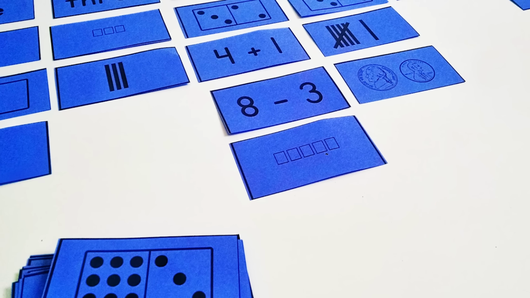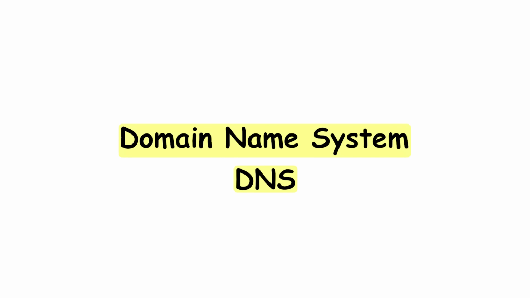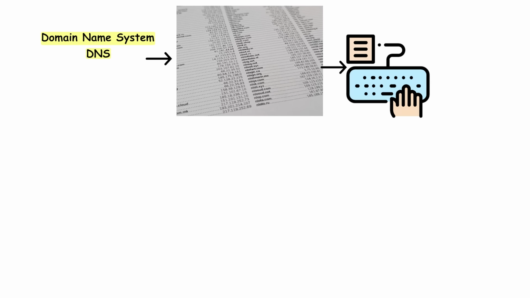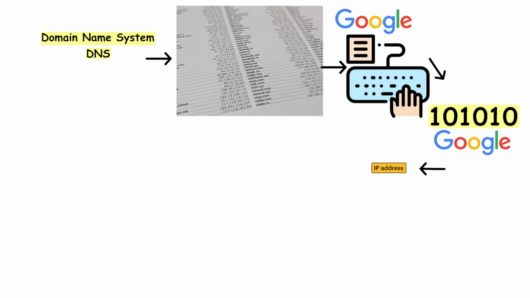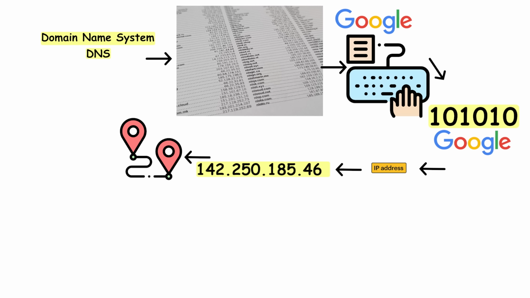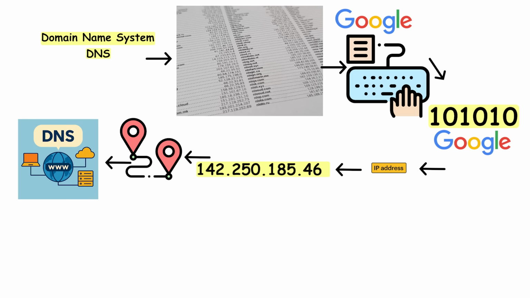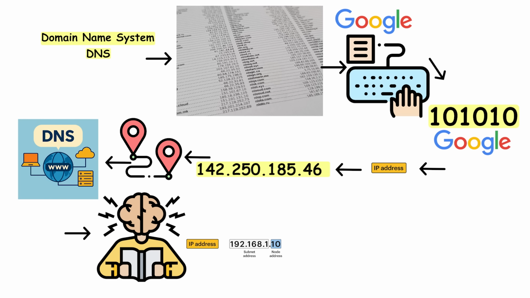Level 5 is where names meet numbers. The domain name system, DNS, is the internet's phone book. When you type a website name like google.com, DNS translates that into an IP address like 142.250.185.46 that networks can actually route to. Without DNS, you'd have to memorize IP addresses for every site you visit.